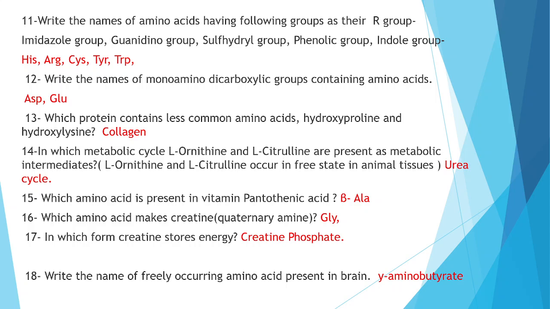Which amino acid makes creatine? तो ग्लाइसिन बनाता है, और creatine stores energy in the form of creatine phosphate. Write the name of freely occurring amino acid present in brain. और brain में कौन सा amino acid present है? Freely occur करता है, and it is not present in any protein. So this is gamma amino butyrate. ये हमें ब्रेन में मिलता है. तो these are many questions.